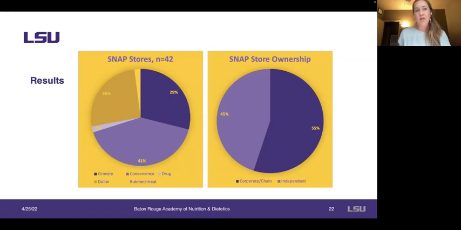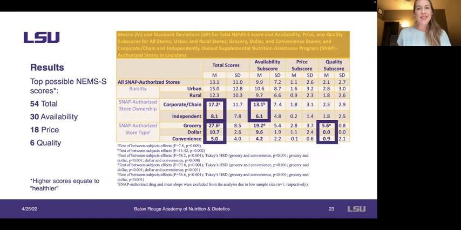So this next slide is going to be a lot, and I'll forewarn you, but I'm going to explain it to you. This table was just taken right out of the publication. On the left here for the results, you can see the top possible NIMS score. The NIMS has a standard scoring criteria that goes from, I believe, 0 all the way up to 54. Higher scores equal healthier food environment. Lower scores equal unhealthy food environment, just to keep it simple. The top possible score, that would mean you scored perfectly on every NIMS component, would be a 54 overall, and then 30 for the availability subcategory. Price category would be 18, and quality is 6.